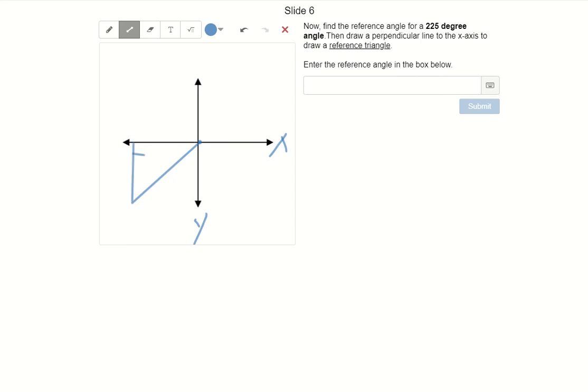So that this is our right triangle and this is the right angle. And we want to figure out what this angle is right here, the angle that your angle makes with the x-axis. So we know that this is 180. We know this is 225. That means to get from 180 to 225, you're traveling 45 more degrees. 225 minus 180 is 45.